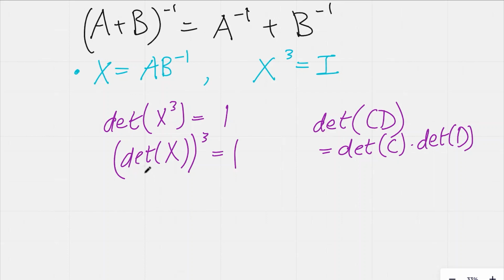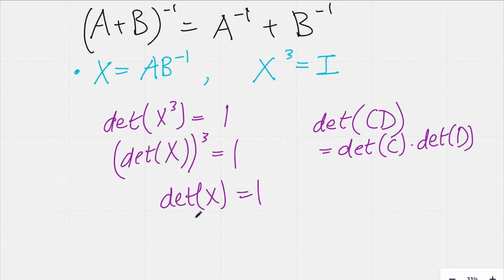And now this is where we use the subtle fact that A and B are real matrices. In other words, their entries are real numbers. So that means that A, B, A inverse and B inverse are all going to be real matrices, and therefore A times B inverse is going to be a real matrix, so X is a real matrix, and therefore its determinant is also a real number. And that means when I take cube roots of both sides, I don't have to worry about roots of unity or anything like that, and I can simply say the determinant of X equals 1.